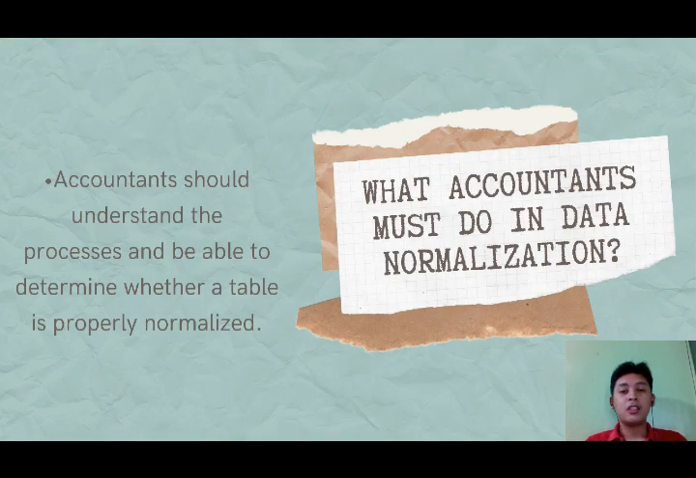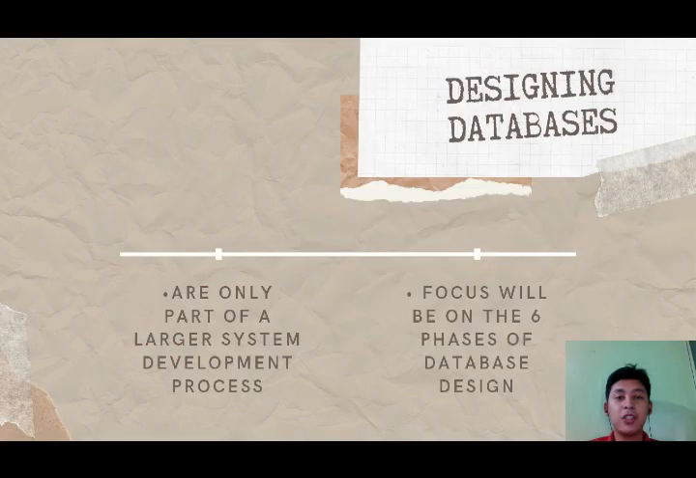So what must accountants do in data normalization? Even if it's not the role of accountants to normalize tables, they must have a clear understanding of the process and must be able to detect if the tables are normalized or not. It's because using data with anomalies may result in a chain reaction, beginning from creating wrong reports, which may lead to wrong management decisions. The next topic will be the steps on creating a relational database.